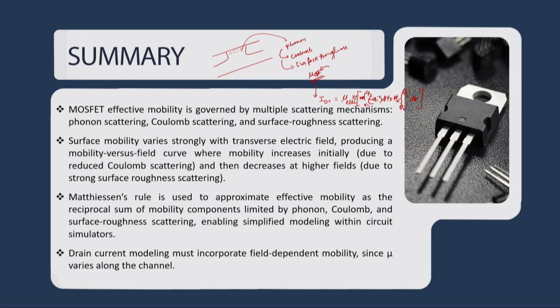In this lecture, we have also seen that Matthiessen's rule is given, which tells us how to calculate the effective mobility governed by all the scattering events, be it phonon, Coulomb or surface. So, we can simply calculate the overall mobility as 1 over mu1 plus 1 over mu2 plus 1 over mu3. Here mu1, mu2 and mu3 are governed by different kinds of scattering. So, we will stop here for today. Until then, take care.